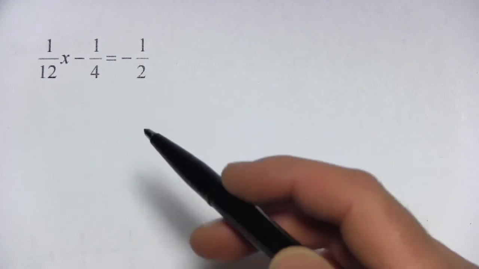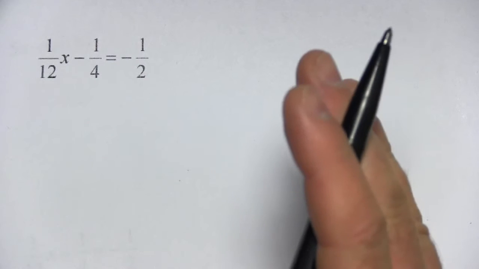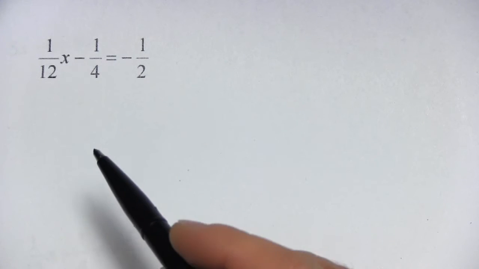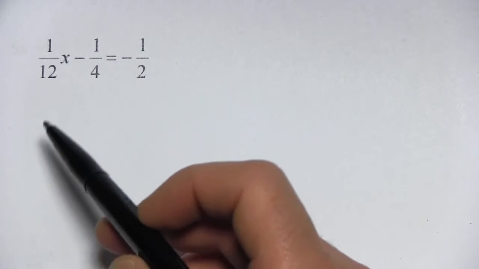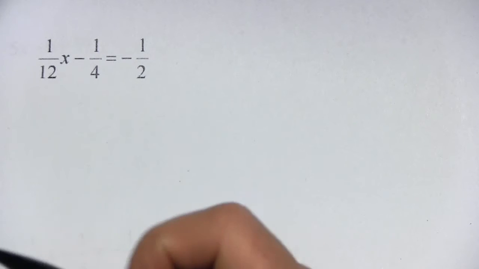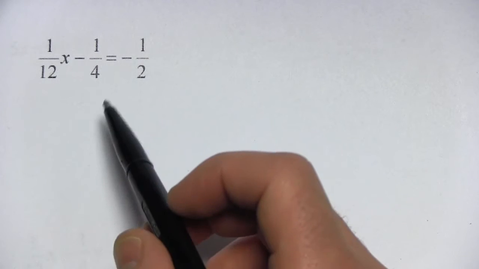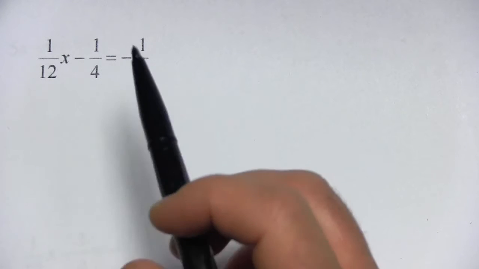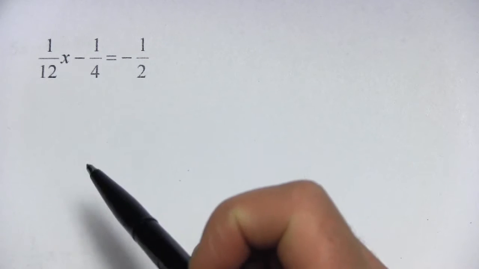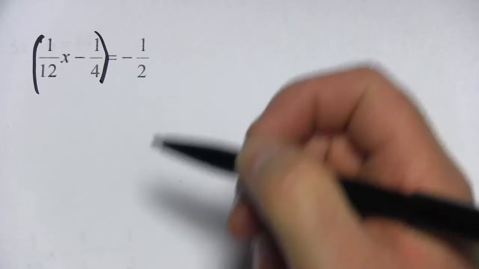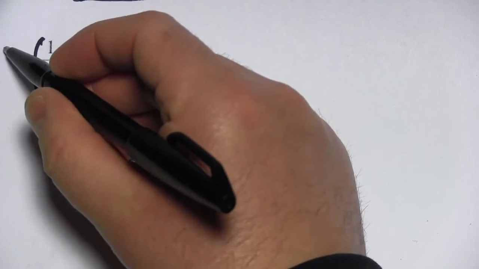My approach to dealing with fractions like this is to get rid of them as quickly as I can. The technique I would recommend is to look for the largest denominator, the number on the bottom of the fraction. 12 is our largest denominator here. The other denominators, 4 and 2, are factors of 12, so this is going to work out perfectly. What I'm going to do is multiply both sides of the equation, as long as I do it to both sides, by 12.